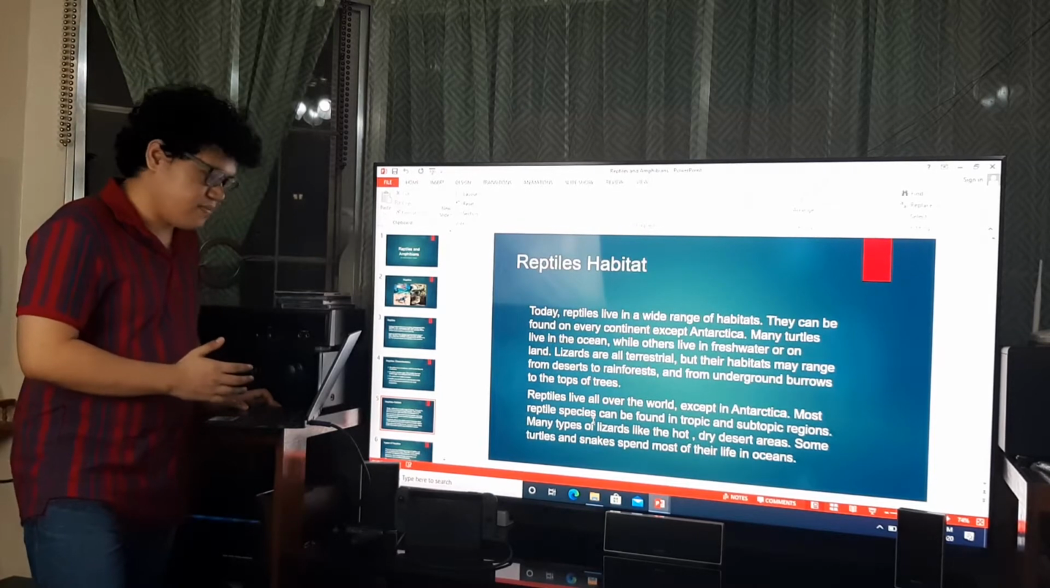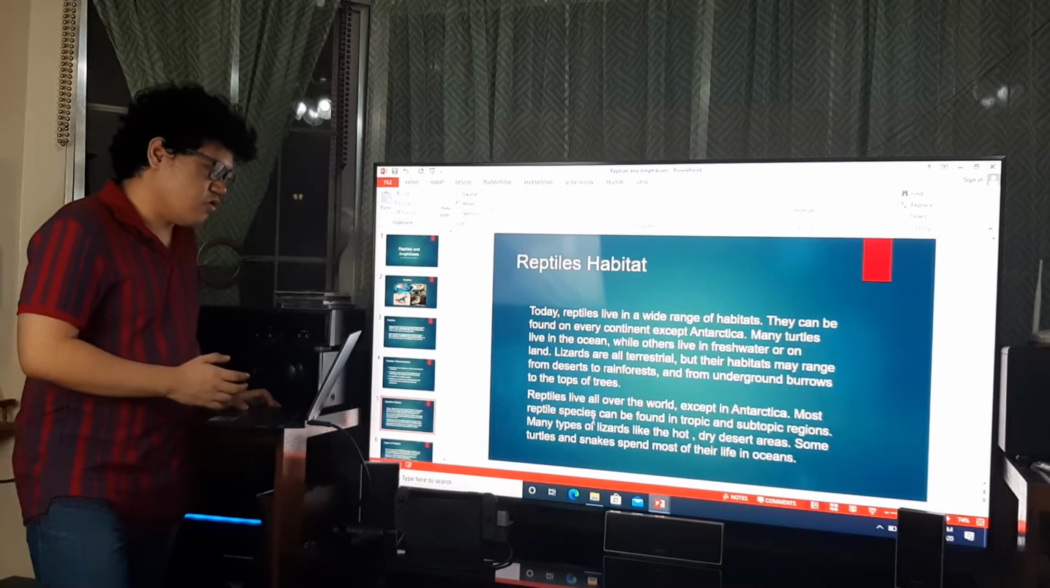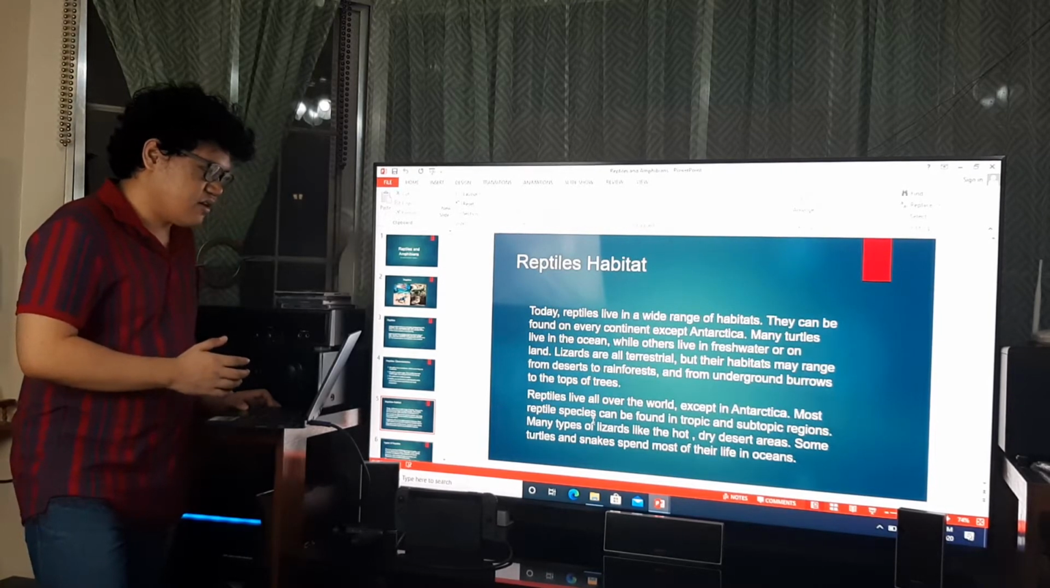of trees. Reptiles live all over the world except in Antarctica. Most reptile species can be found in the tropic and subtropic regions. Many types of lizards like the hot, dry desert areas. Some turtles and snakes spend most of their lives in the ocean.